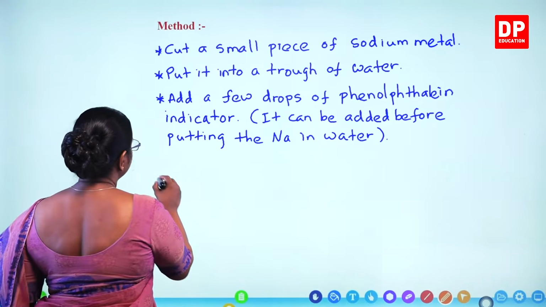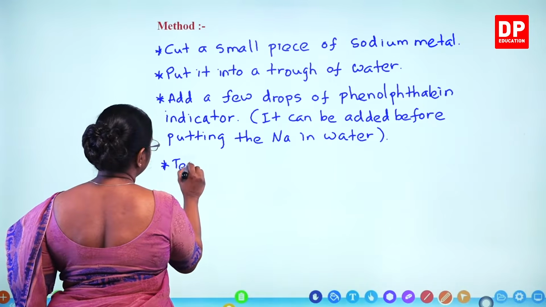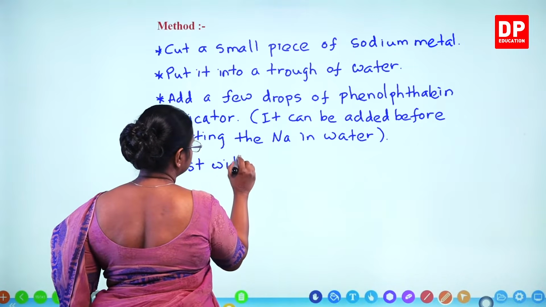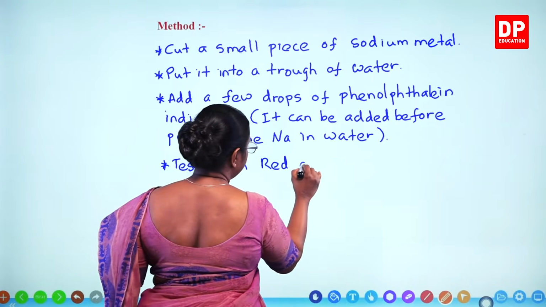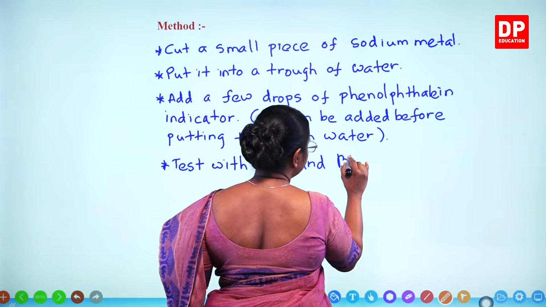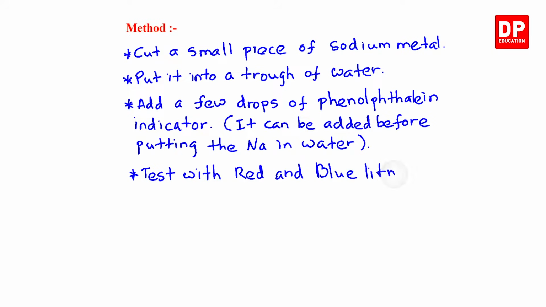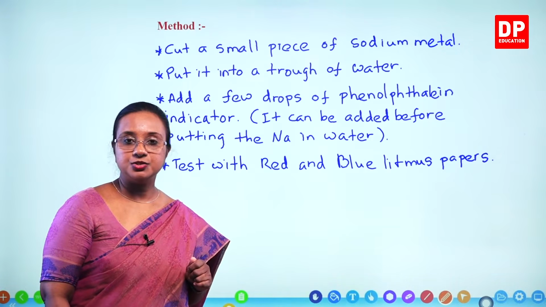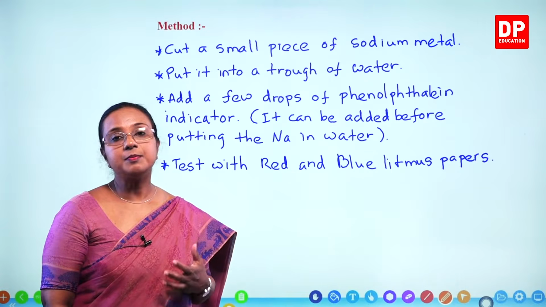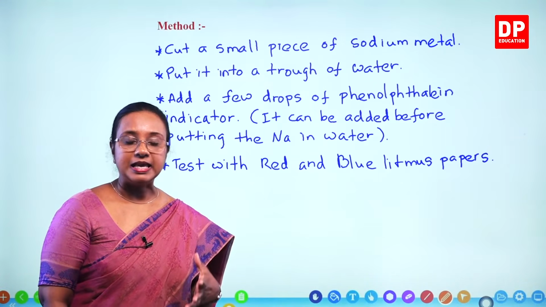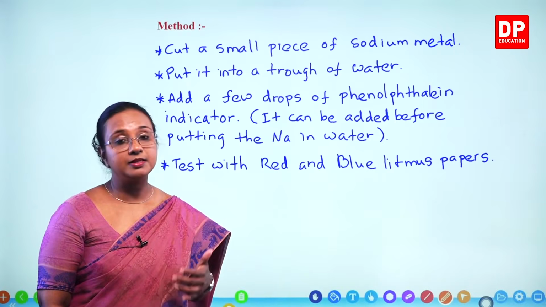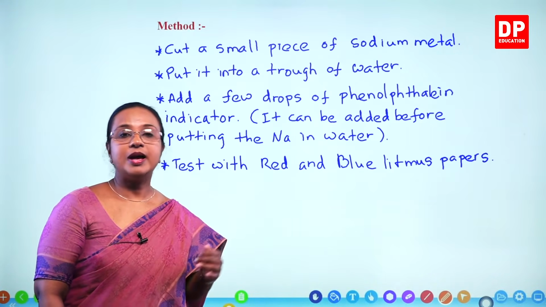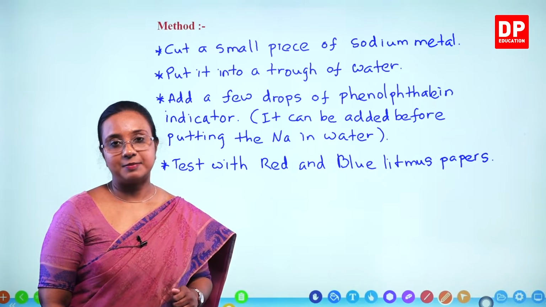And finally, we test with red and blue litmus papers. This is the activity that we need to do to observe the chemical properties of sodium, mainly the reaction of sodium with water. Now let us go and do this activity in the lab.